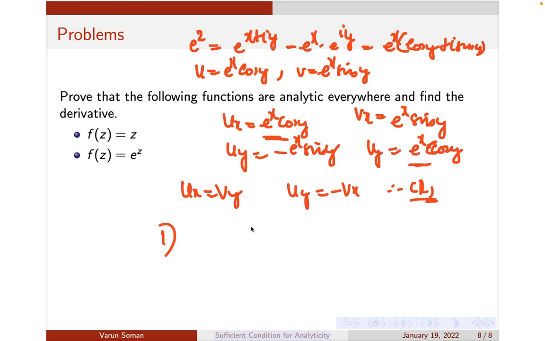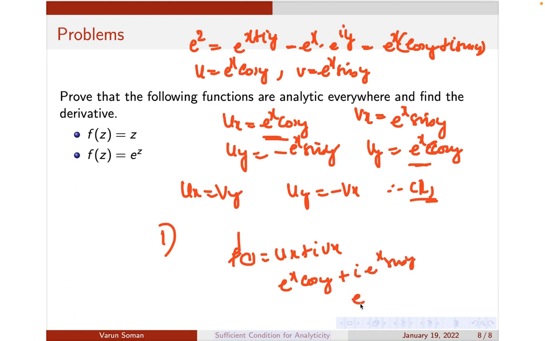Since e raised to x, sine and cos are continuous everywhere, you can say that ux, uy, vx, vy are also continuous. Just write the statement. There is no need to prove anything. Just write this small statement. Therefore the function is continuous. This is how you should write the problems in the examination. Now can you find f dash of z? f dash of z is actually ux plus i vx. What is ux? Your ux is e raised to x cos y, plus i vx, which is e raised to x sin y.